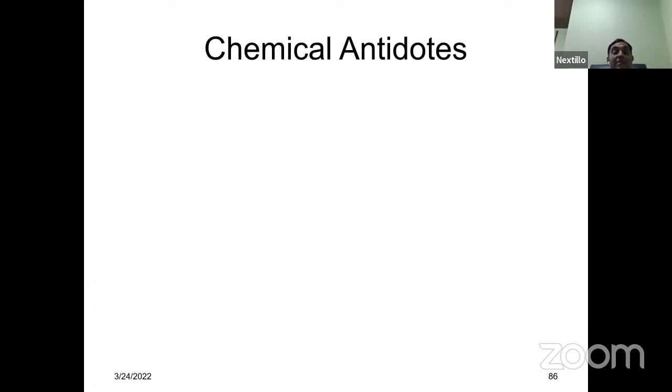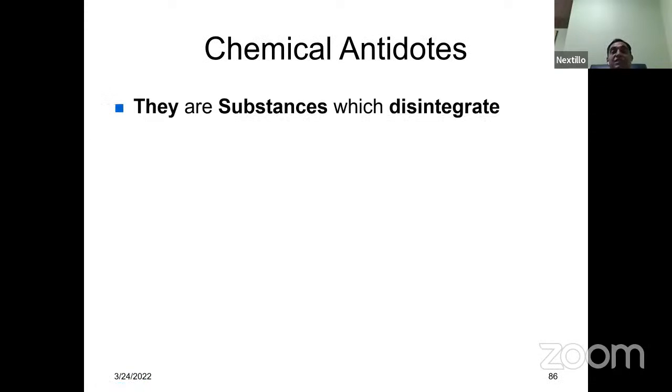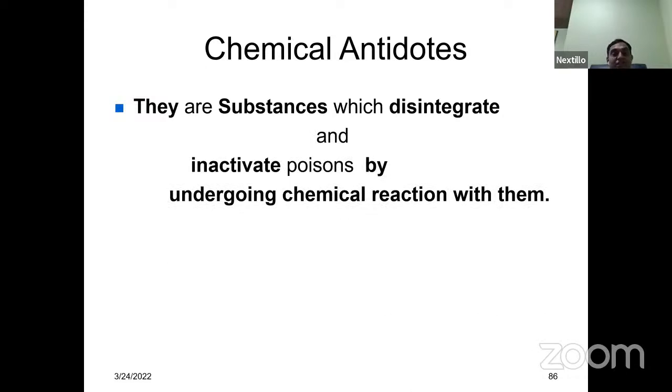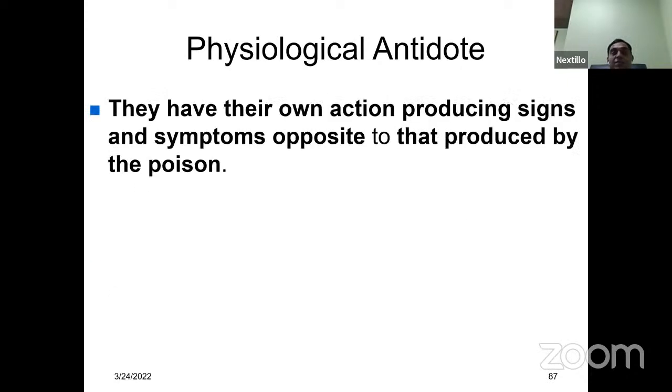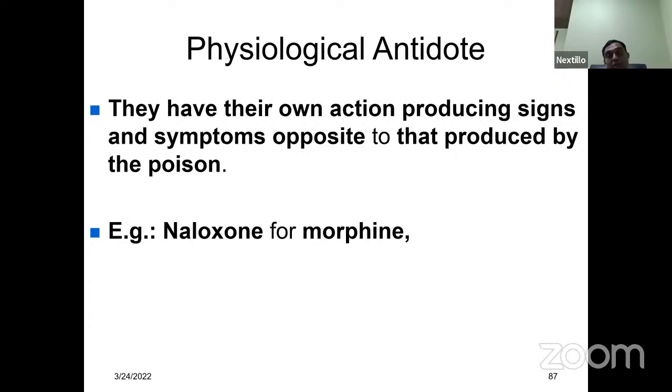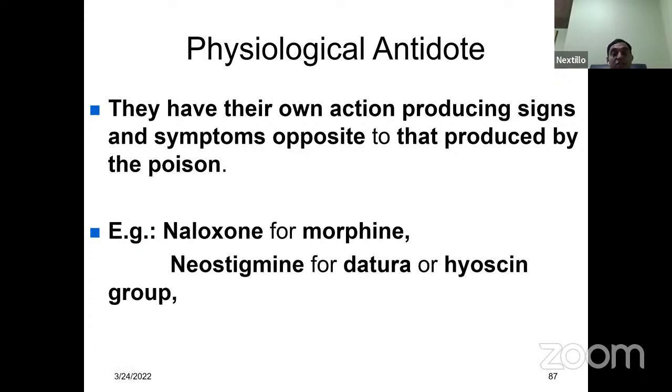Chemical antidotes are substances which disintegrate and inactivate poisons by undergoing chemical reactions with them. Weak acids for alkali, common salt, or albumin are all chemical antidotes. Potassium permanganate is very, very famous. Physiological antidotes have their own actions, producing signs and symptoms opposite to those produced by the poisons: naloxone for morphine, neostigmine for datura or the hyoscine group, barbiturates for strychnine. These are the physiological antidotes.